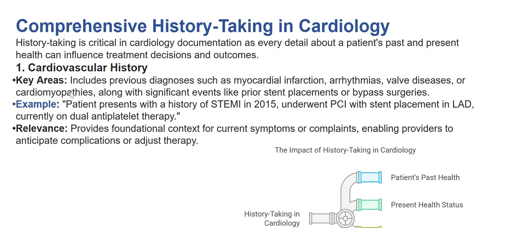Cardiovascular history key areas include previous diagnoses such as myocardial infarction (MI), arrhythmias, valve diseases, or cardiomyopathies, along with significant events like prior stent placements or bypass surgeries. Example: patient presents with a history of STEMI, which is short for ST elevation myocardial infarction. In 2015, underwent PCI with a stent placement in LAD, currently on dual antiplatelet therapy.